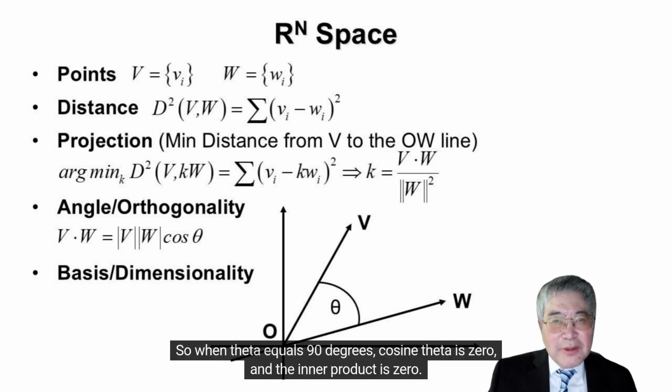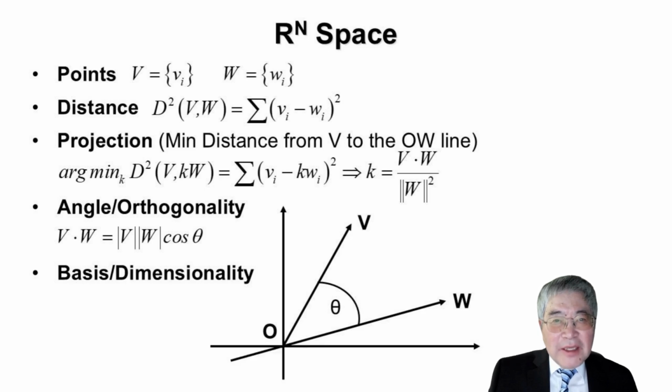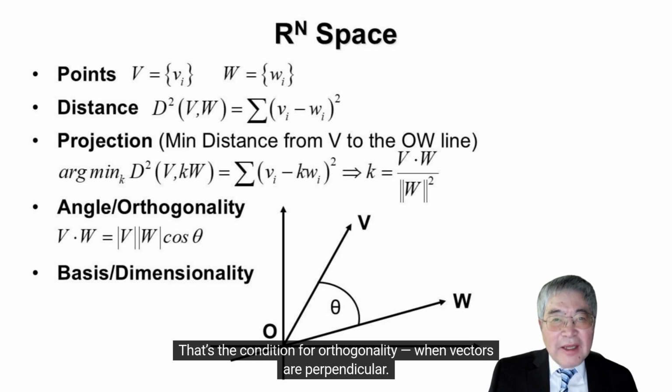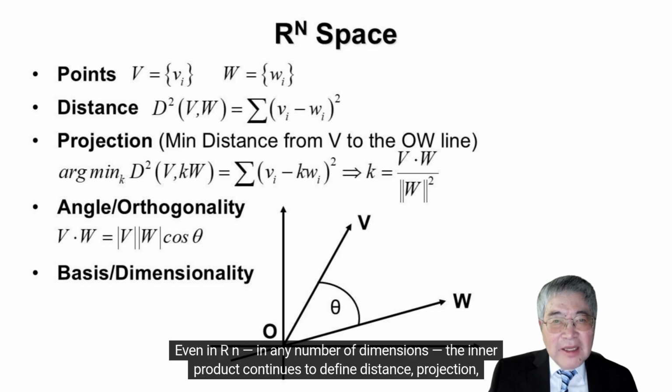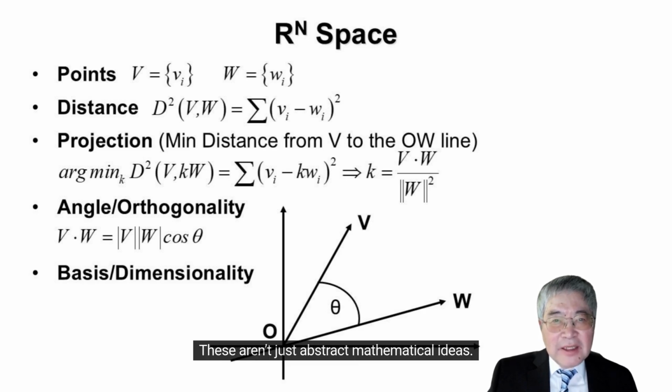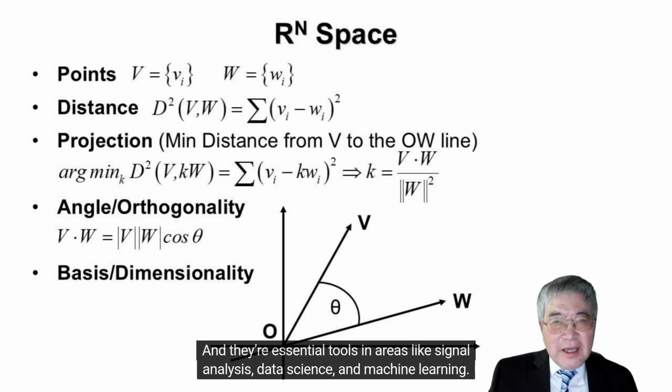So when theta equals 90 degrees, cosine theta is 0 and the inner product is 0. That's the condition for orthogonality, when vectors are perpendicular. Even in Rn, in any number of dimensions, the inner product continues to define distance, projection, angle, and orthogonality. These aren't just abstract mathematical ideas. They are the foundation for understanding how high-dimensional geometry works. And they're essential tools in areas like signal analysis, data science, and machine learning.